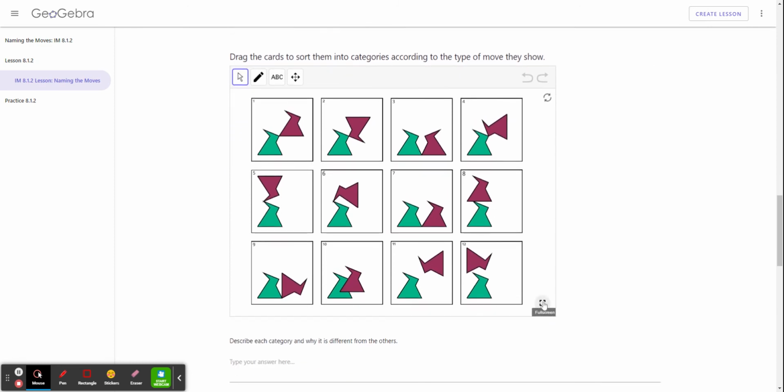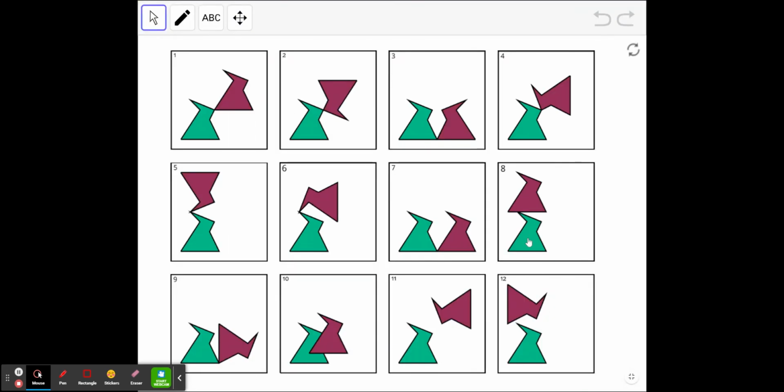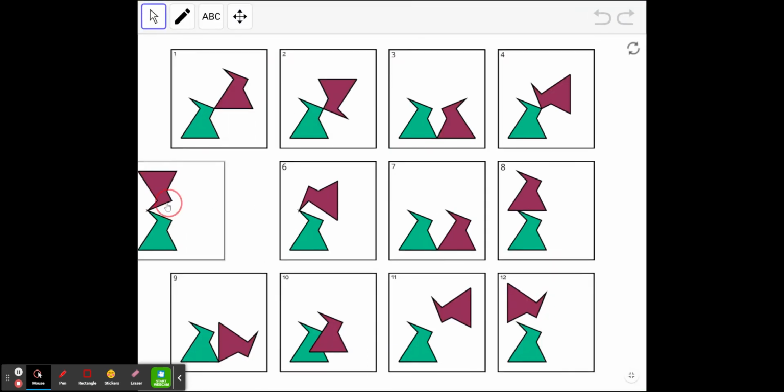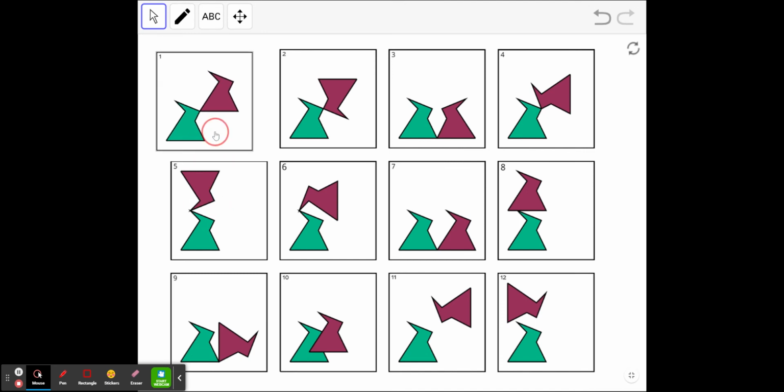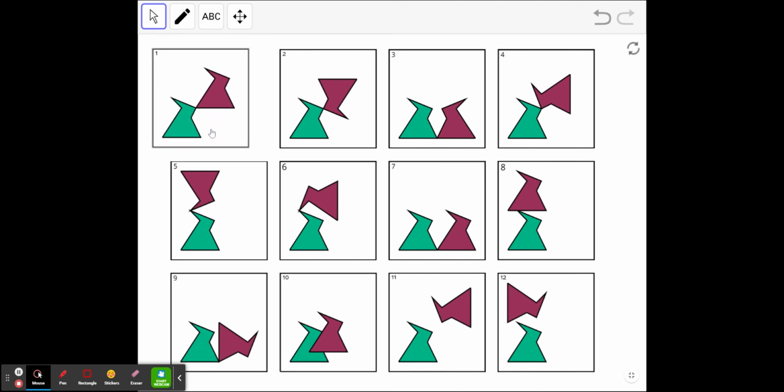I think I want a little bit more space, so I'm going to go full screen. Well, that didn't give me a whole lot more space, did it? All right, so I'm going to look at the first card here. I'm going to take a minute and I'm going to try to put these into categories. So when I look at card number 1, well, that looks to me like it's some kind of a slide. I'm not changing the way that that figure is facing. So when I start looking for all of the other ones where I have my two figures, they're facing the same direction as each other.